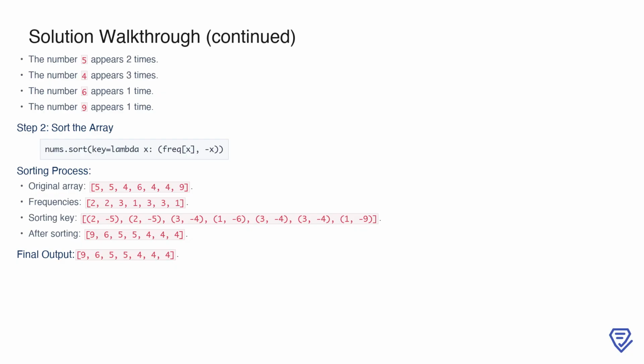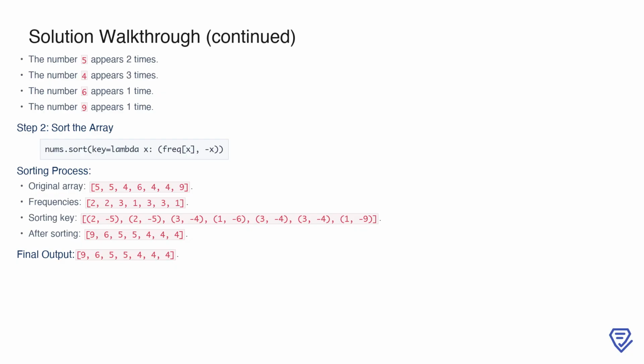Using the custom sorting key, (frequency, x), we proceed to sort the original array, 5, 5, 4, 6, 4, 4, 9. The frequencies correspond to 2, 2, 3, 1, 3, 3, 1, and the sorting keys are (2, -5), (2, -5), (3, -4), (1, -6), (3, -4), (3, -4), (1, -9). After sorting based on these keys, the array becomes 9, 6, 5, 5, 4, 4, 4.